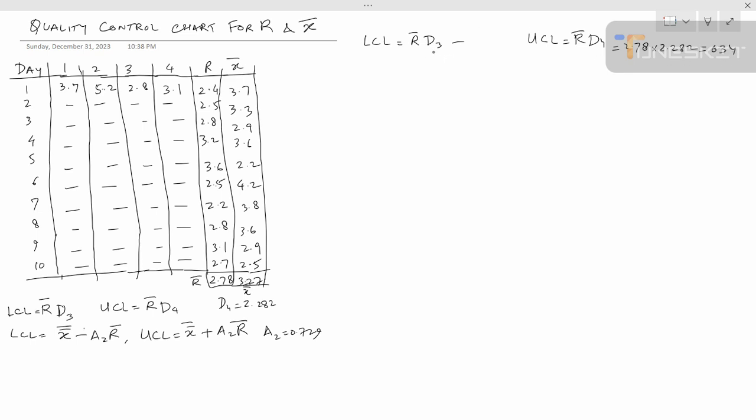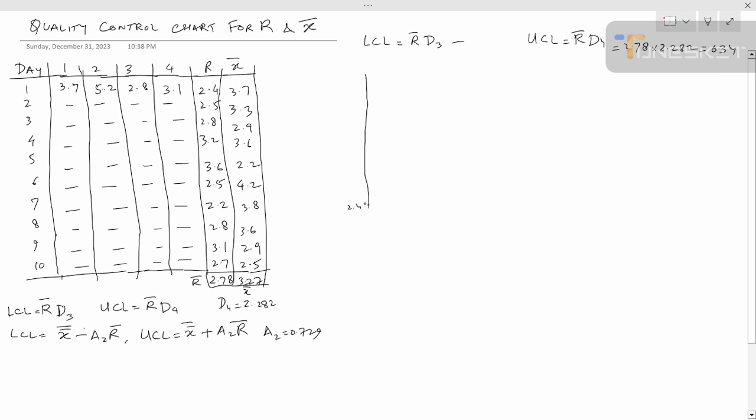Since the lower control limit does not exist, we can start drawing our graph from the minimum value available for range, and that's 2.4. So 2.4 is the minimum value that the vertical axis should be labeled with. So the graph starts from 2.4 and goes up to 6.34.